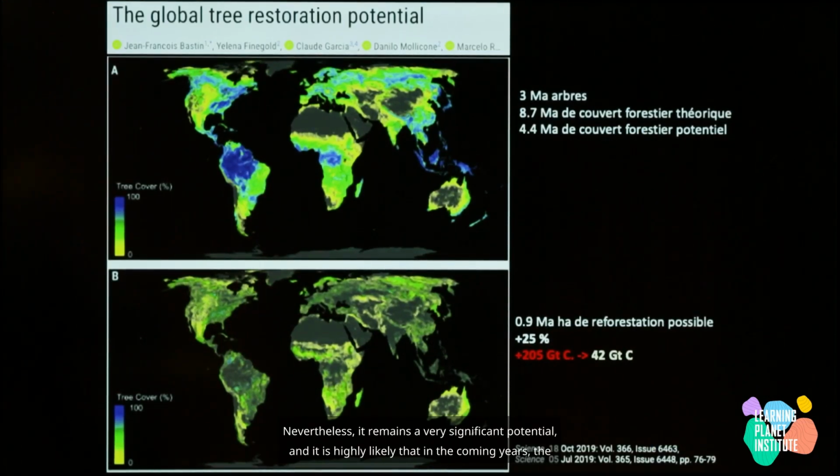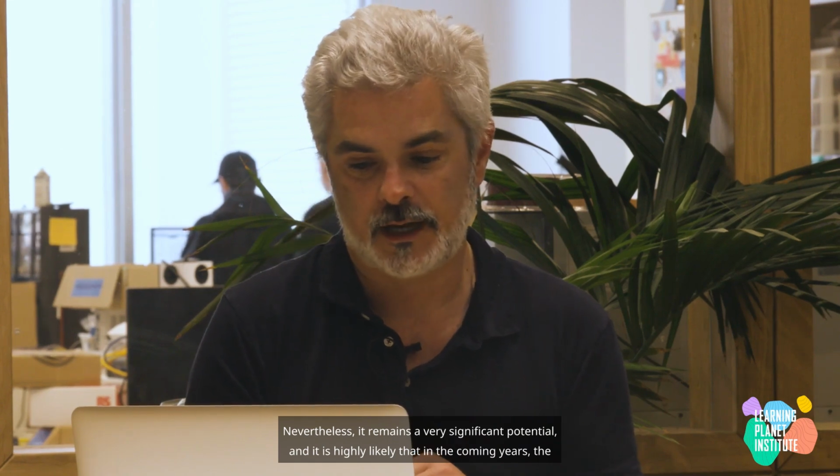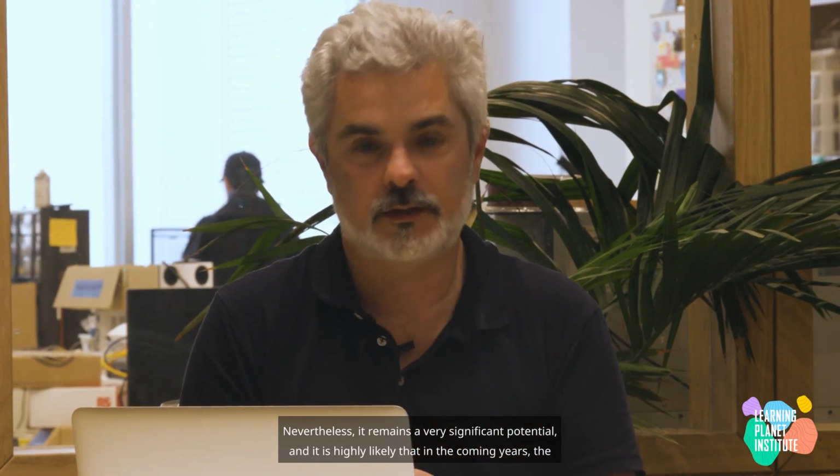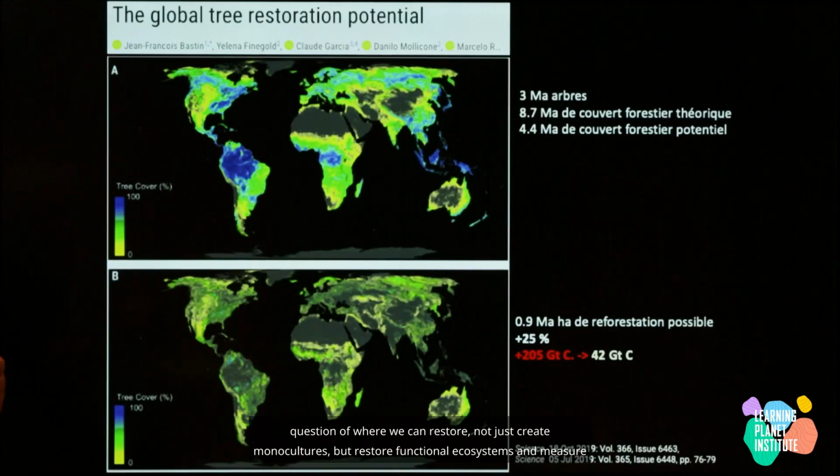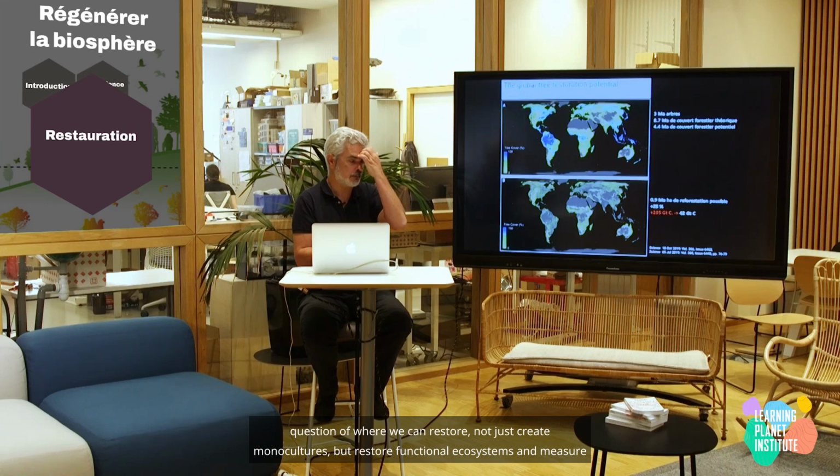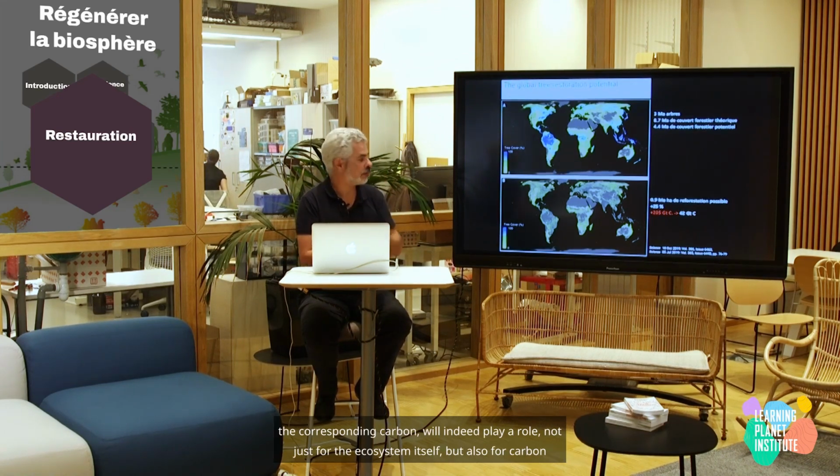Nevertheless, it remains a very significant potential, and it is highly likely that in the coming years, the question of where we can restore, not just create monocultures, but restore functional ecosystems and measure the corresponding carbon, will indeed play a role not just for the ecosystem itself, but also for carbon sequestration.